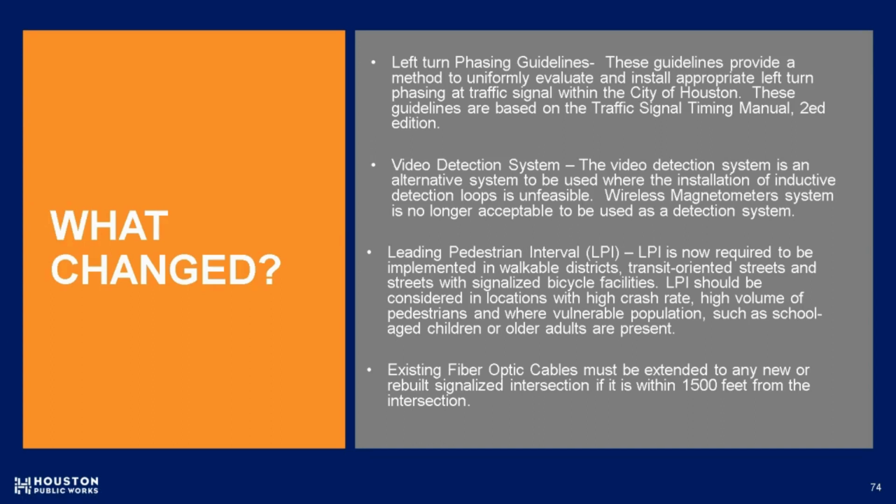The left turn phasing analysis requirement in itself have not really changed and remained the same as those in the 2017 IDM edition. What we changed was the method of evaluation, the left turn operation. The new method follows the Traffic Signal Timing Manual 2nd edition guidelines. It is in a flowchart format, which is very easy to follow for both the design engineers and the city reviewers. The second item is detection.